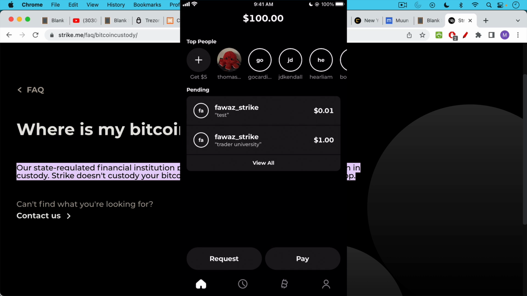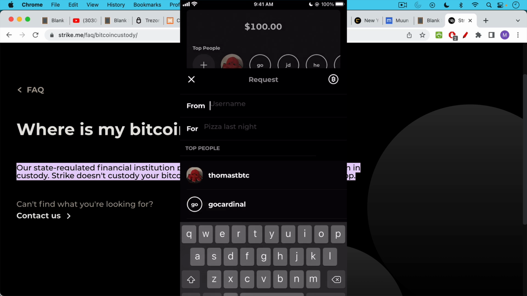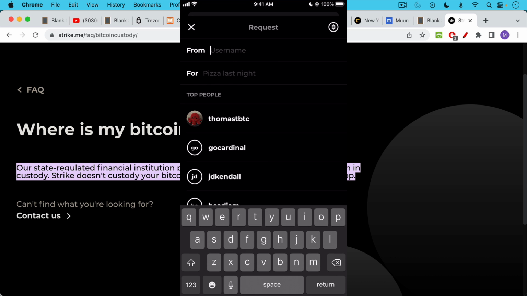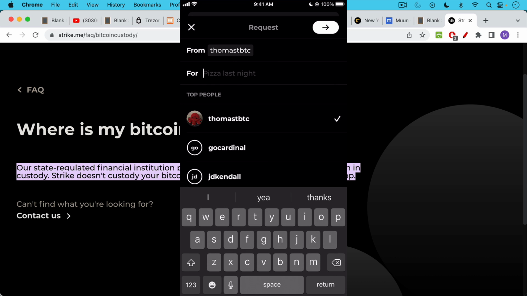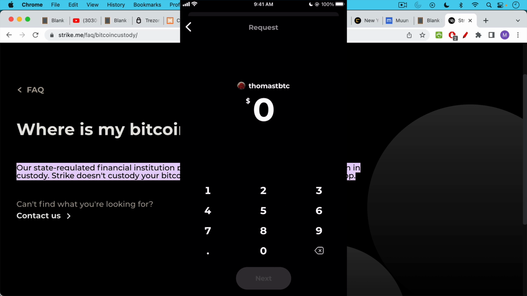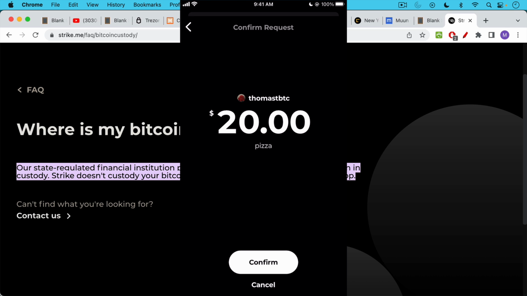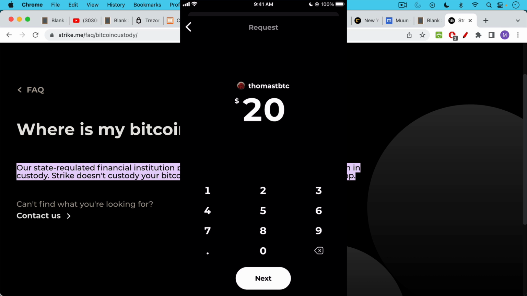If you want to receive money, you will click the request button, and then you can type in the username. We'll use Thomas T BTC again. I'll say he owes me some money from pizza last night. I'll click the right button, and let's say he owes me $20. I will click next, and then I can send him a receipt that he can use to pay me $20. And again, $20 will show up in my account, not Bitcoin in this case.